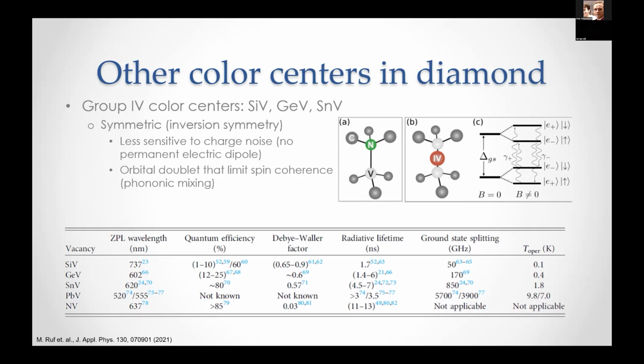You remember we talked about the Debye-Waller factor, what percentage of light is emitted into the coherent zero phonon line. For NVs, it is bad. For these group 4 defects, it's much, much better. So people are looking into these other defects, for example, the silicon vacancy, germanium vacancy, and so on, because they have this nice advantage. Do you think that anything comes for free? No. What is the big disadvantage of these defects, all of these group 4s?